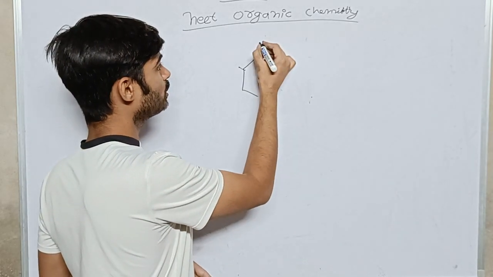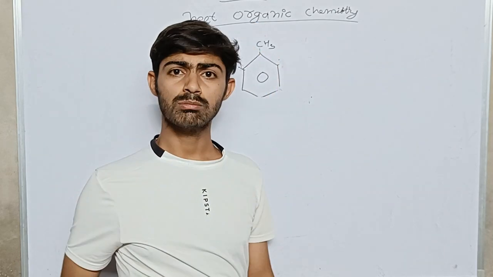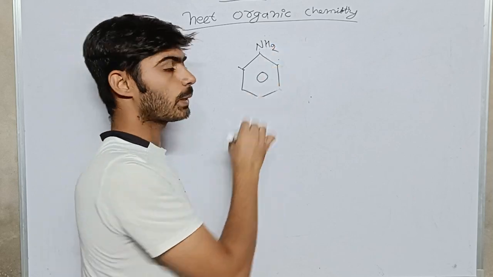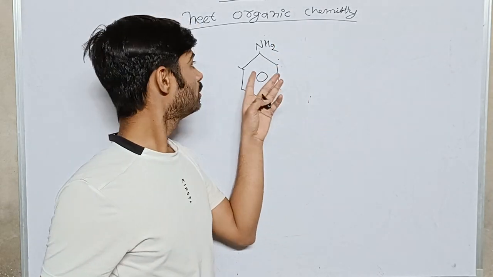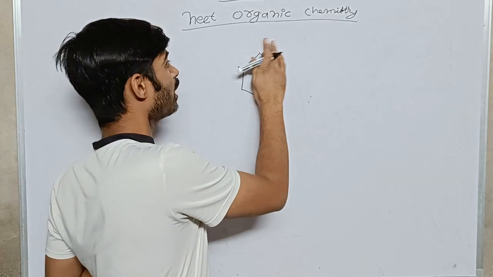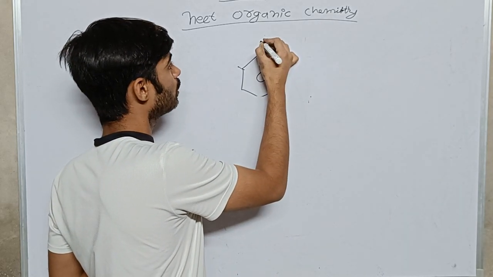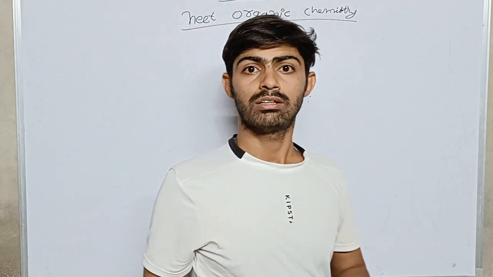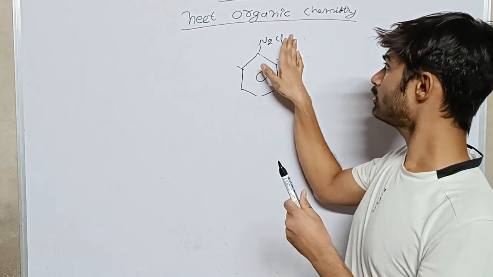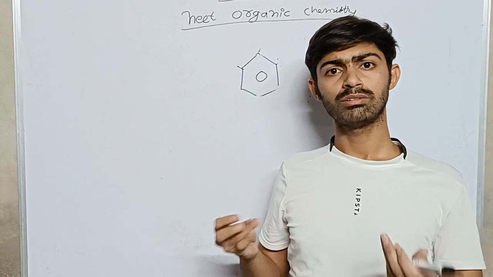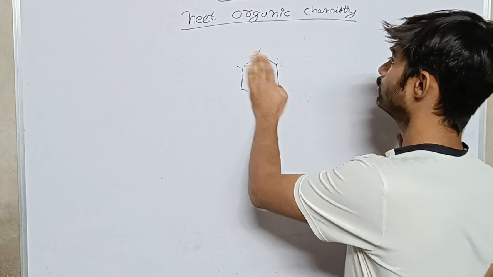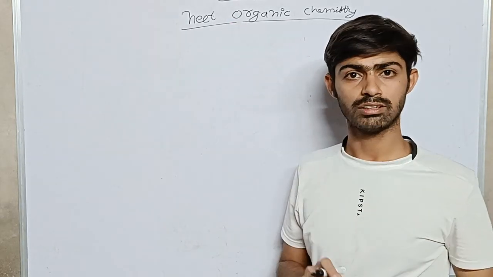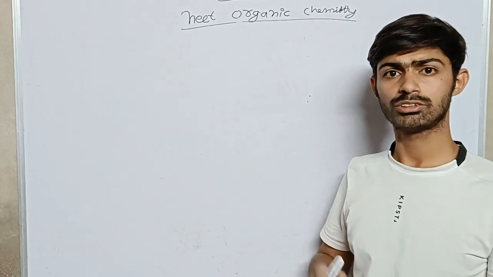When I put CH3 on the benzene, this becomes toluene. When I put NH2 here, this becomes aniline. When I put N2Cl here, this becomes benzene diazonium chloride. Each and every compound, when the element changes, the name also changes. So you have to learn these common names. These are used in questions frequently. So write down some such names.